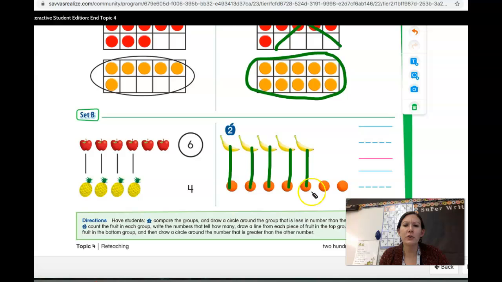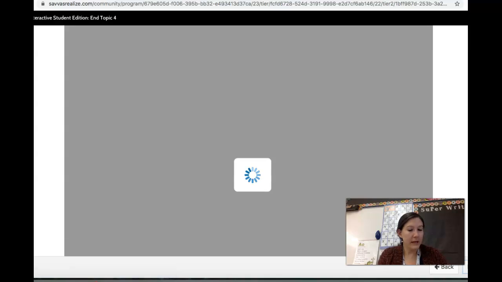Let's count to see how many are in each group. One, two, three, four, five. Five bananas. Let's write the number five. How many oranges? One, two, three, four, five, six, seven. Let's write the number seven. And we already know that seven is greater than five. Five is less than seven. Flip your page over.